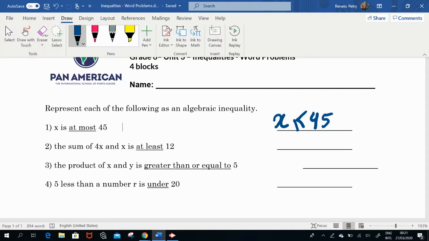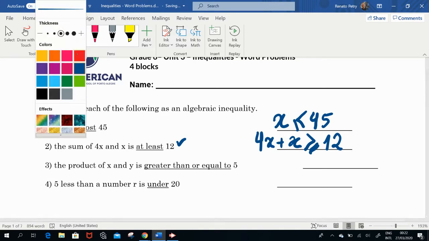Okay? Number two, the sum of 4x and x is at least 12. So at least 12 means 12 can be an answer. Yes, 12 can be an answer. 12.1, 12.2, 12.3, at least 12. So if I write the sum of 4x and x, I will write it as 4x plus x. This has to be at least 12, which means this is greater than or equal to 12.